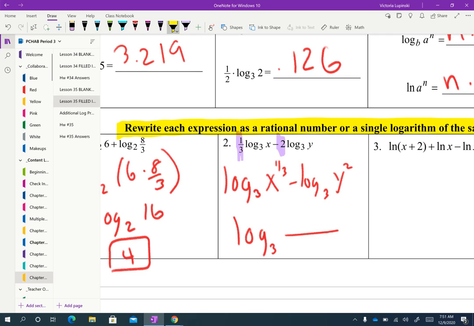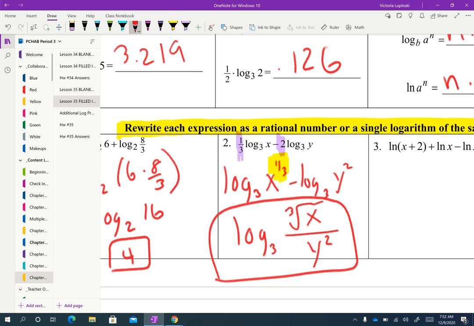Just so you're aware, normal conventions are when you're writing something condensed as a single log, you don't typically leave it as a rational exponent. You usually write it as a radical. So you would actually say the cube root of x as opposed to x to the 1/3. Technically, it wouldn't be wrong if you left it. But again, the conventions usually say that when you're condensing it, you should write it as an index instead. So that's the cube root of x over y squared, and that would go ahead and be my answer to number 2.